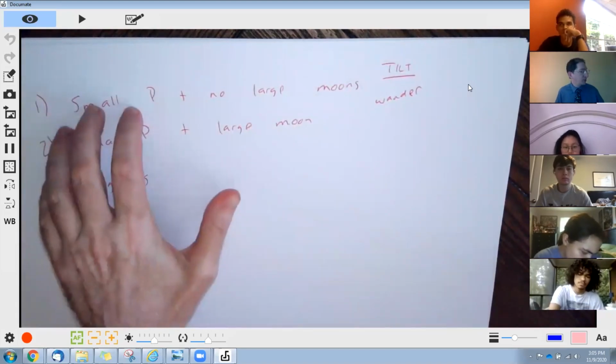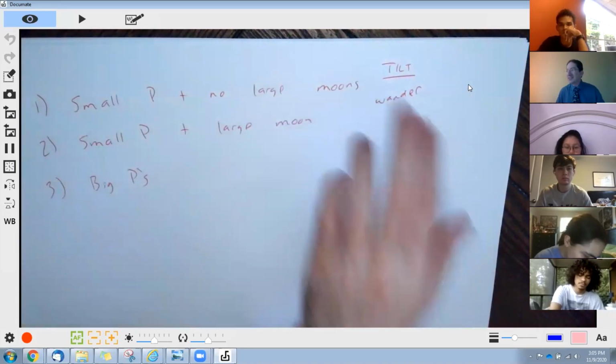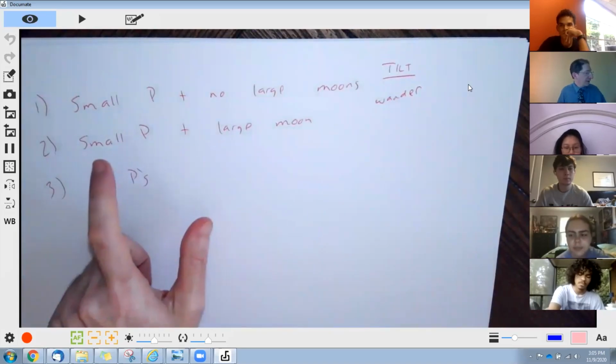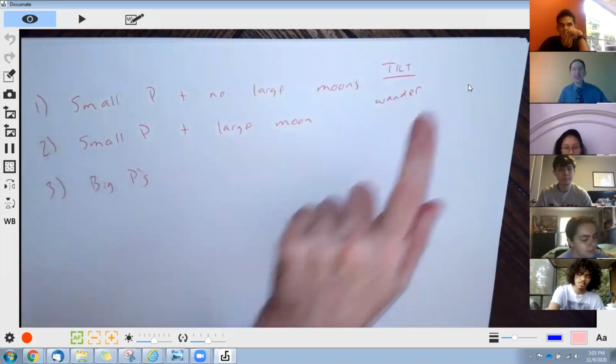Anyway, small planets with no large moons to stabilize them get all these little random tugs from all the different worlds in the solar system, and their tilt can wander with time, can even flip over. That's another explanation for why Venus might be going backwards. Maybe it's flipped completely over. Its rotation was never reversed. It's just its orientation was.